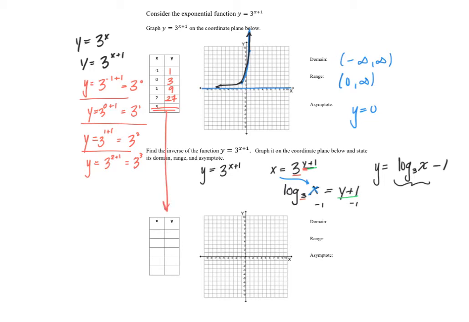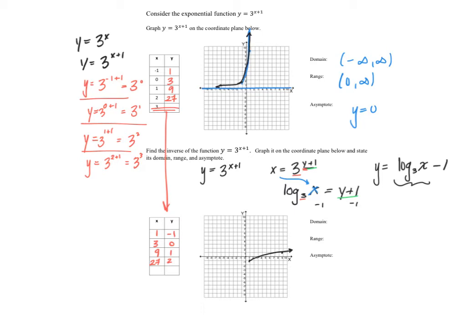So instead of negative 1, 1, this is going to be 1, negative 1. Instead of 0, 3, I'm going to have 3, 0. Instead of 1, 9, it's going to be 9, 1. And the last pair is going to be 27, 2. Graphing that on my coordinate plane. 1, down 1, over 3, 0, over 9, up 1, connecting these points.